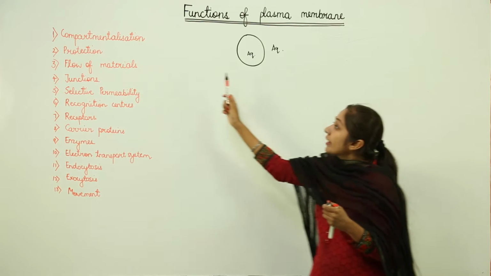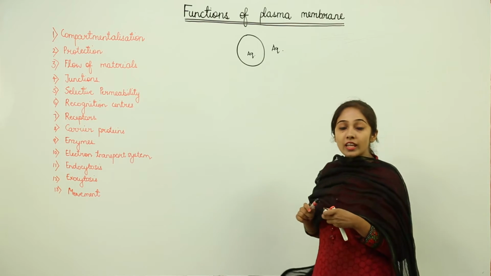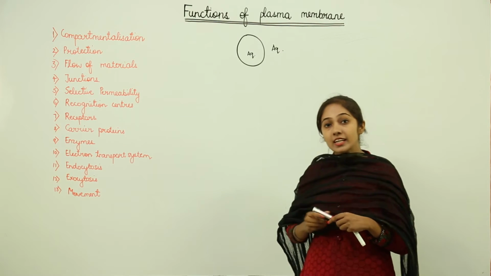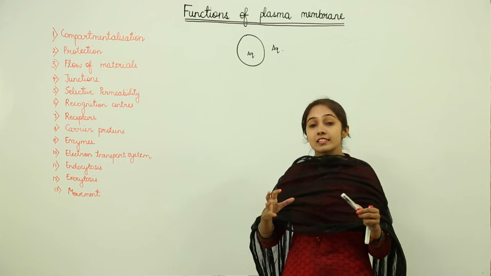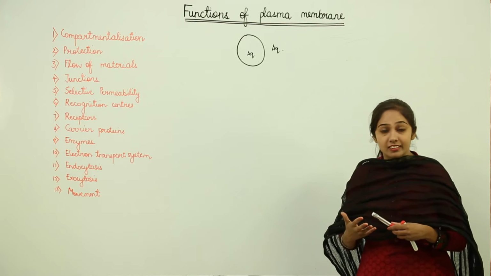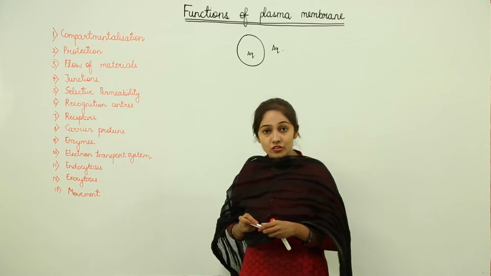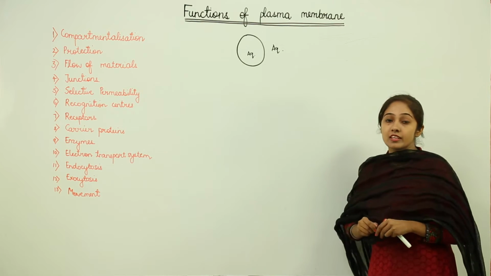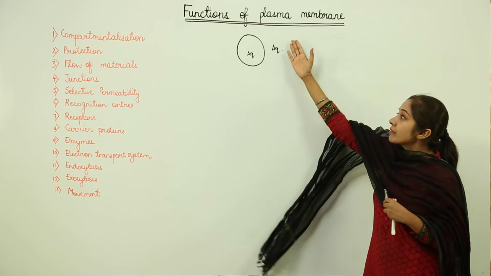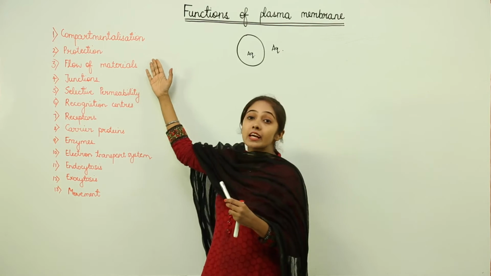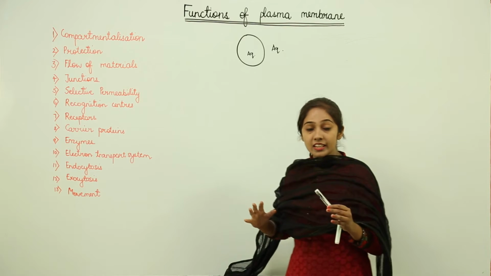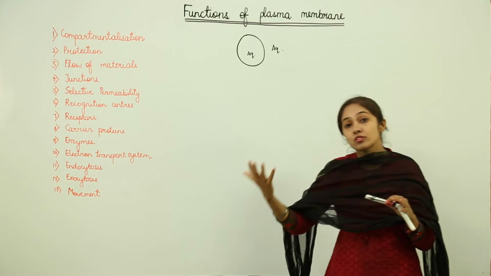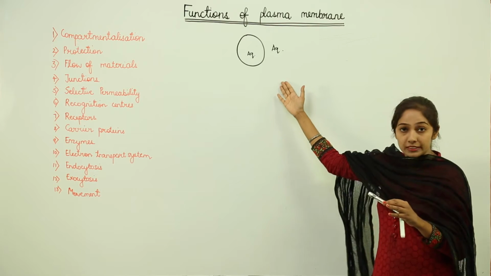So, it is compartmentalizing. As I told you that the cell membranes are there which are covering the organelles also, right. So, these organelles maintain their identity by this compartmentalization. So, the first and the foremost function or feature of plasma membrane is what? It is compartmentalization. It is separating the cell's internal aqueous environment from the outside environment, which is also aqueous, right.